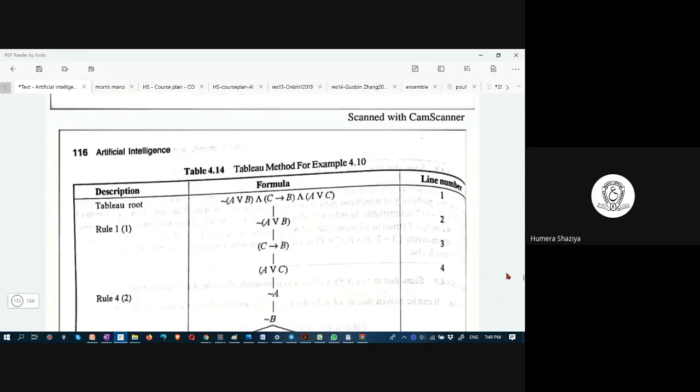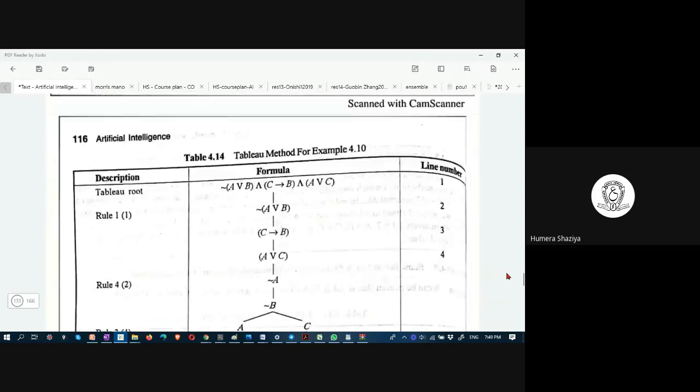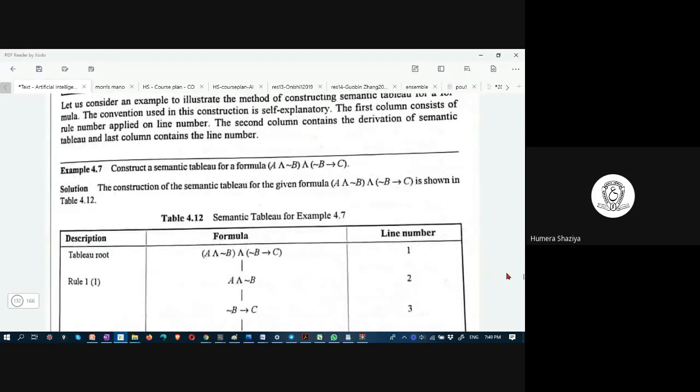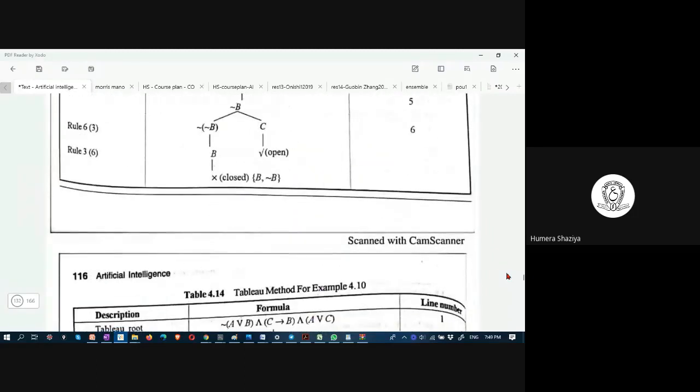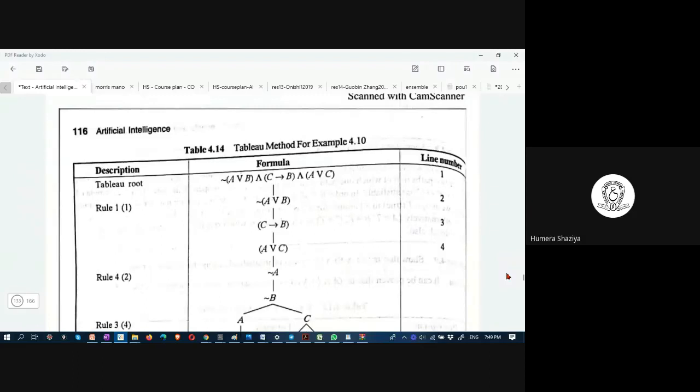Is this clear? This is the semantic table for this. Here, just the table has to be constructed. So this is not B implies C. Not B, and here further there is nothing to go forward.